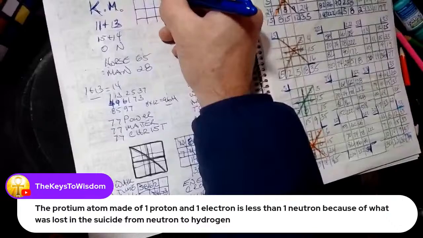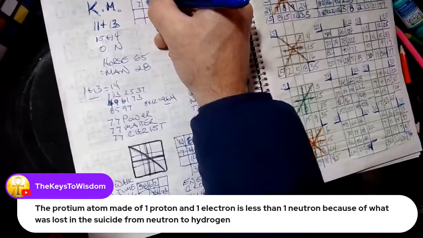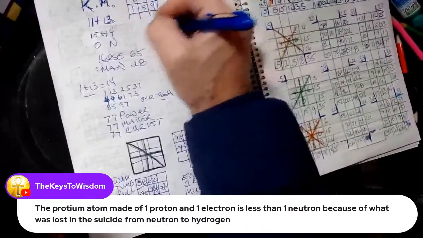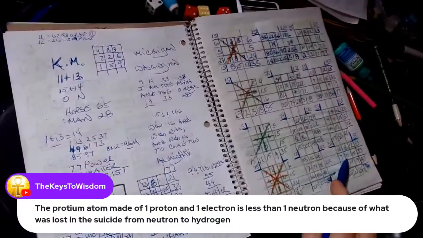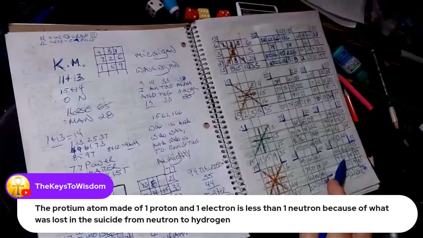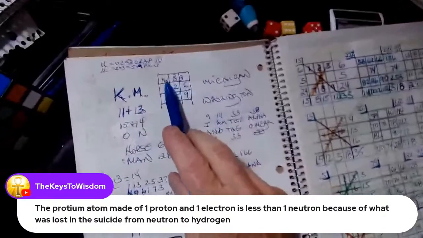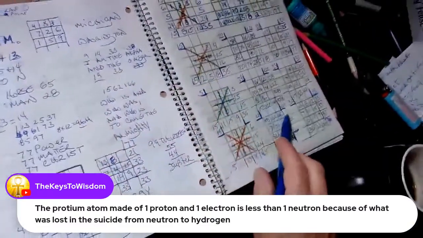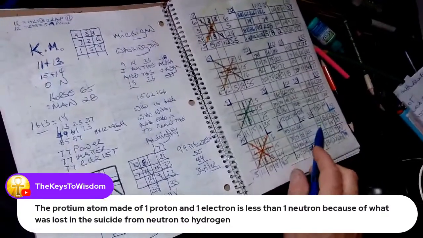4, 8, 3, 7, 2, 6, 1, 5, 9. 1 and 3 is 4, 8. 1 and 2 is 3. 3 and 4 is 7. 7 and 4 is 11. 1 and 1 is 2. 1 and 5 is 6. What I did is I counted by 4s. 4 plus 8 is 12. Plus 4 is 16. 1 and 6 is 7.